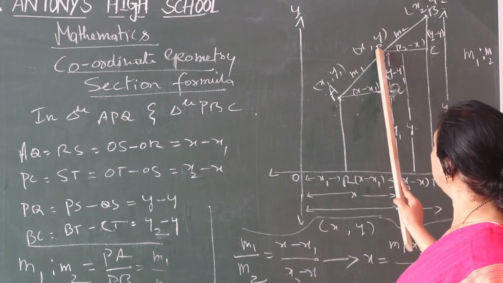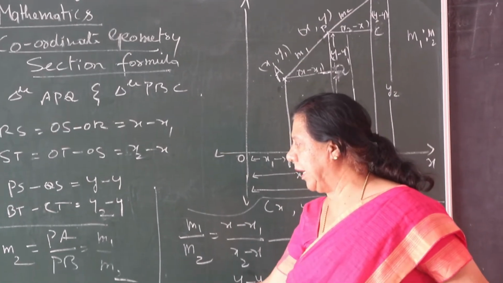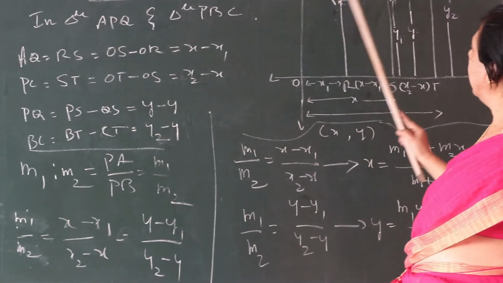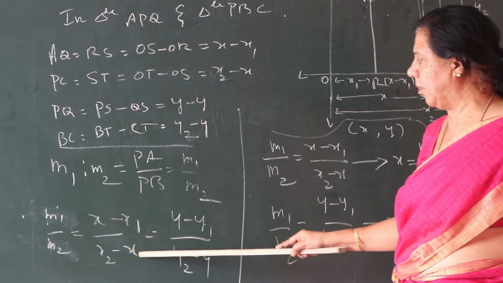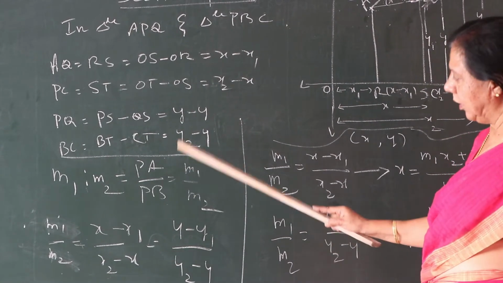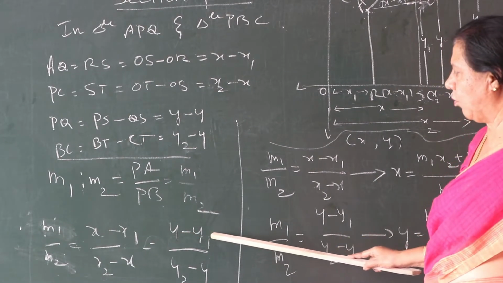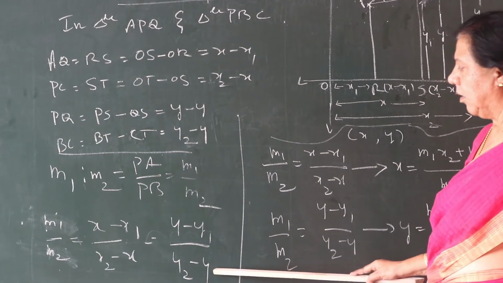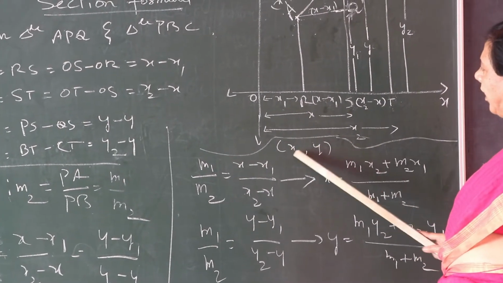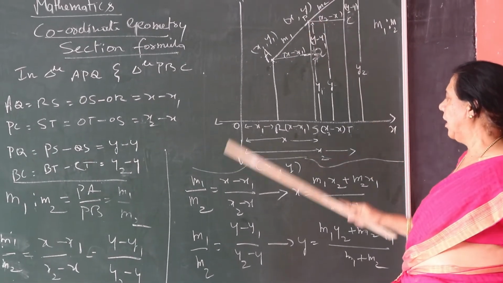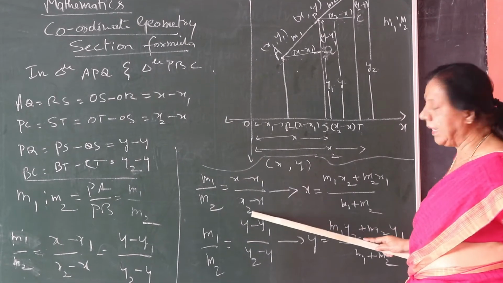What is PA? M1 by M2, children. So here M1 by M2 is equal to, what is M1 now? X1, X minus X1 now. M2 is X2 minus X. This is the x-axis, this is the y-axis. The same thing, y minus y1 by y2 minus y. So next, for the point, x and y are the two coordinates at the point P. So that is m1 by m2 is equal to x minus x1 by x2 minus x.